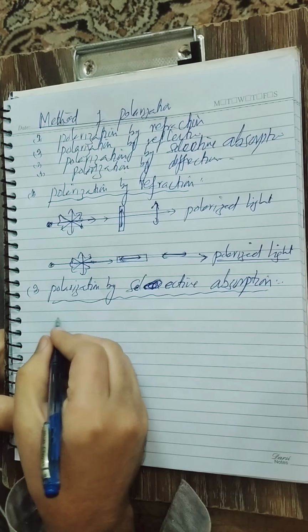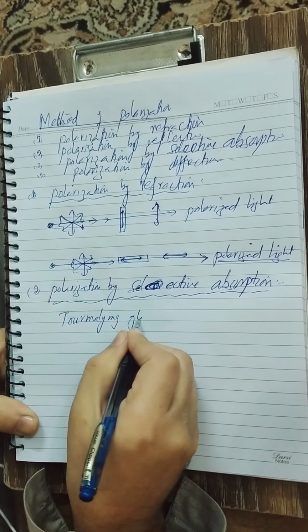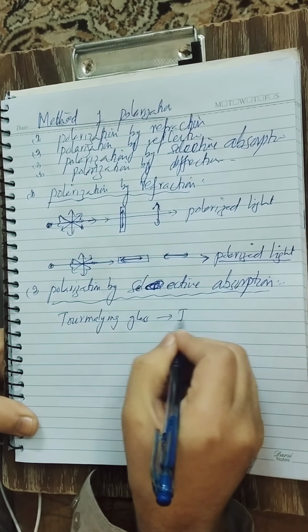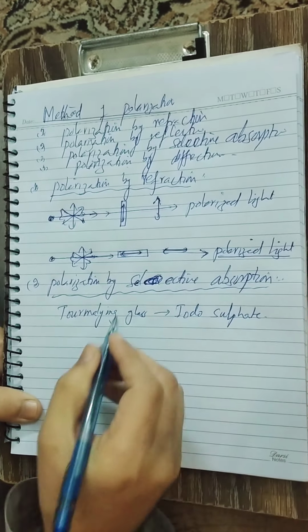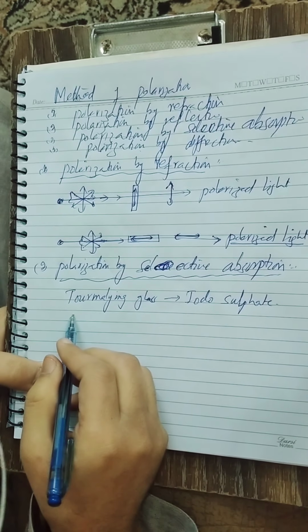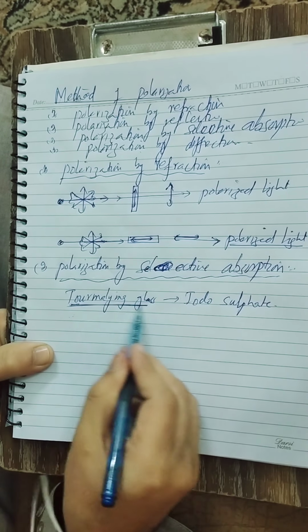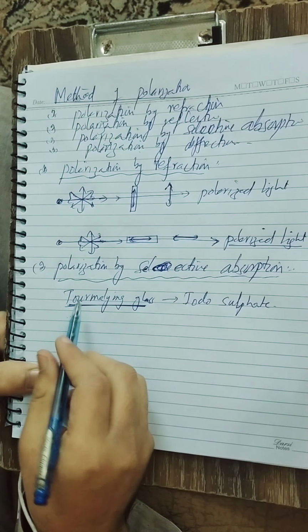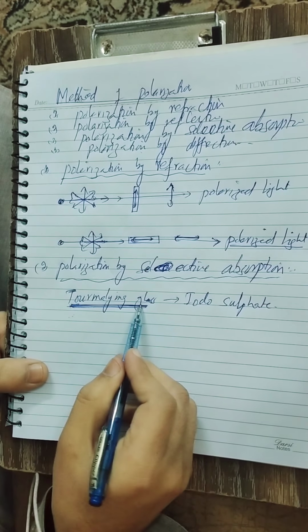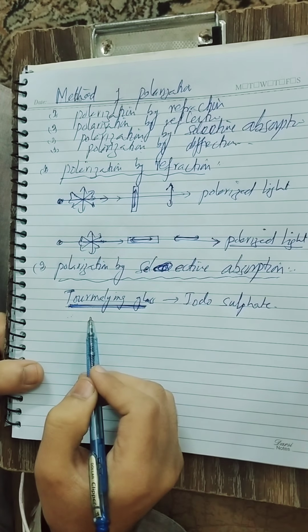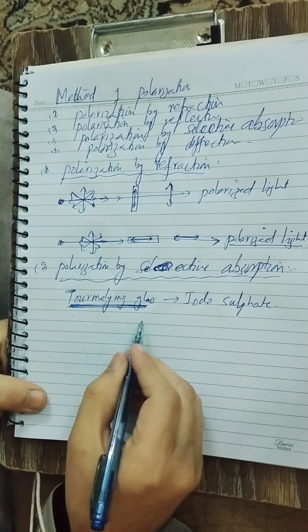So we have a glass that is called tourmaline glass. In chemistry, we call it iodosulfate. In daily life, we call it tourmaline glass. So it has good absorption of electric field. We know that electric field depends on the medium. Magnetic field also depends upon the medium, but magnetic field is enhanced by the medium, and electric field is decreased by the medium.